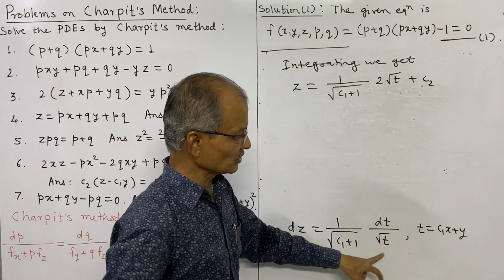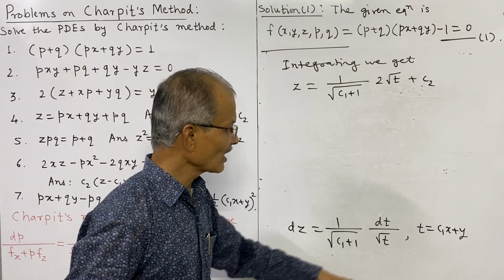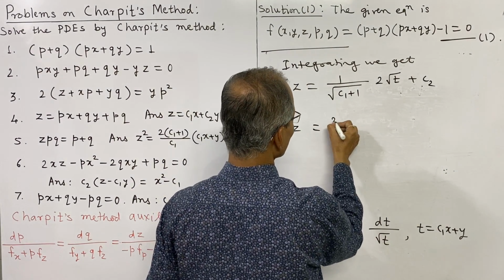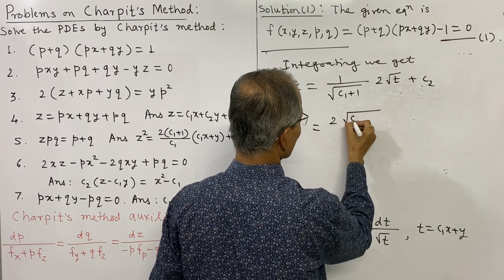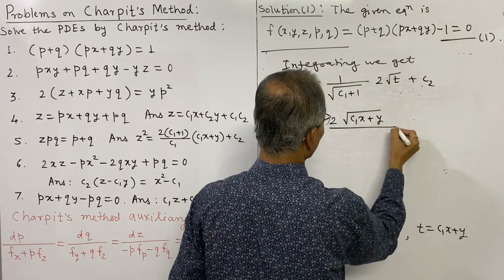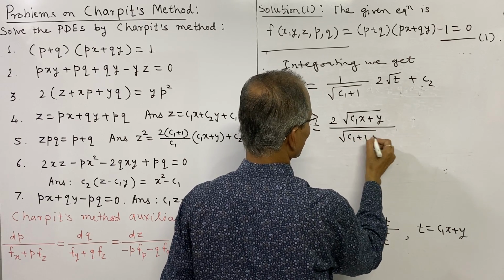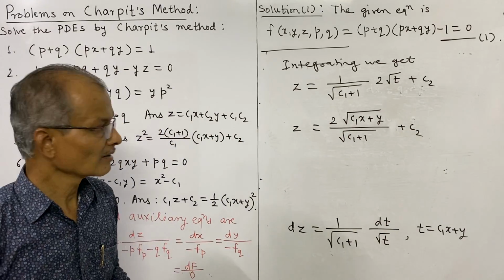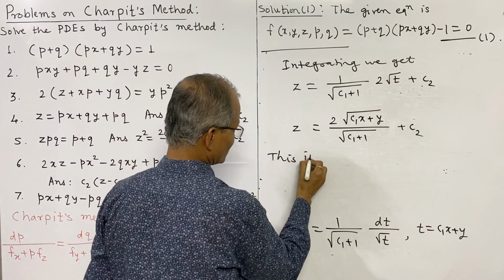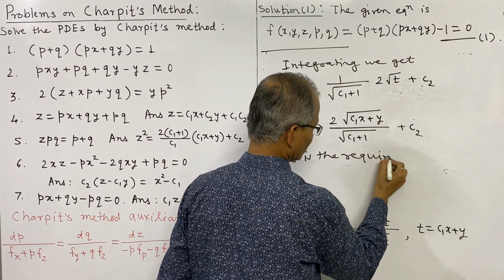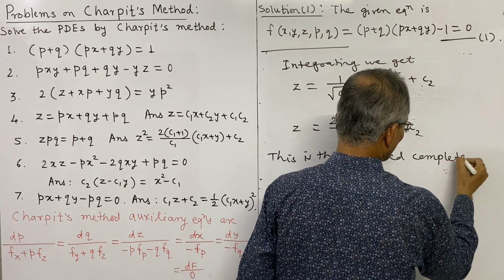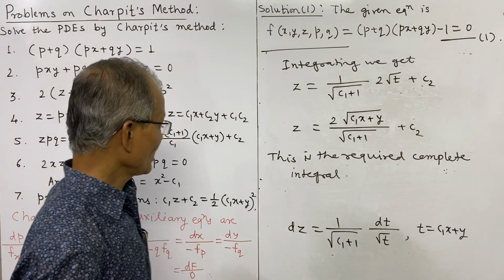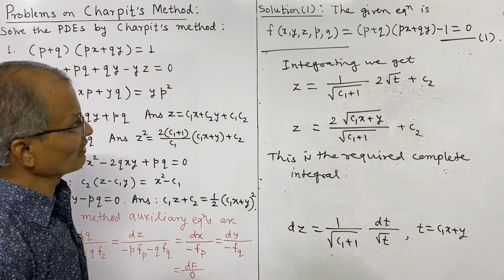So actually this is not a substitution. We have supposed for simplicity this as t, and this t is to be replaced, that is z is equal to 2 into root of c1x plus y divided by root of c1 plus 1 plus c2, and this is the complete integral. This is the required complete integral of the given equation 1. So thus we have solved this problem 1 by starting with Charpit's auxiliary equation.